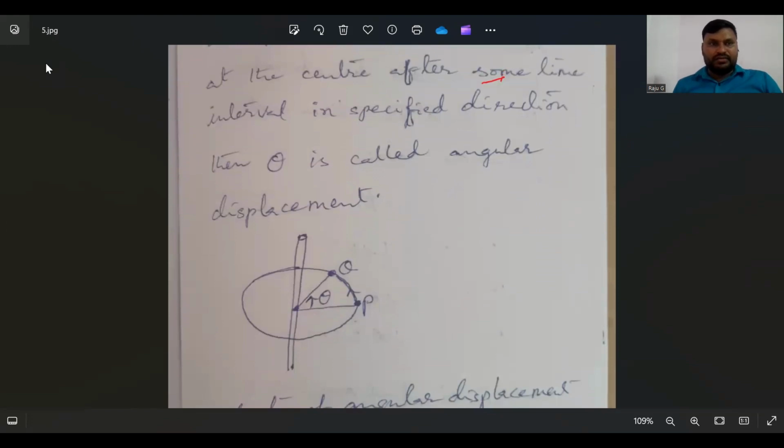Look at this picture. Here the particle is moving about this axis in this direction. Particle of mass m, particle P, is moving about this axis. After some time interval, it is making an angle theta at the center of the circle. Then this theta is called angular displacement.